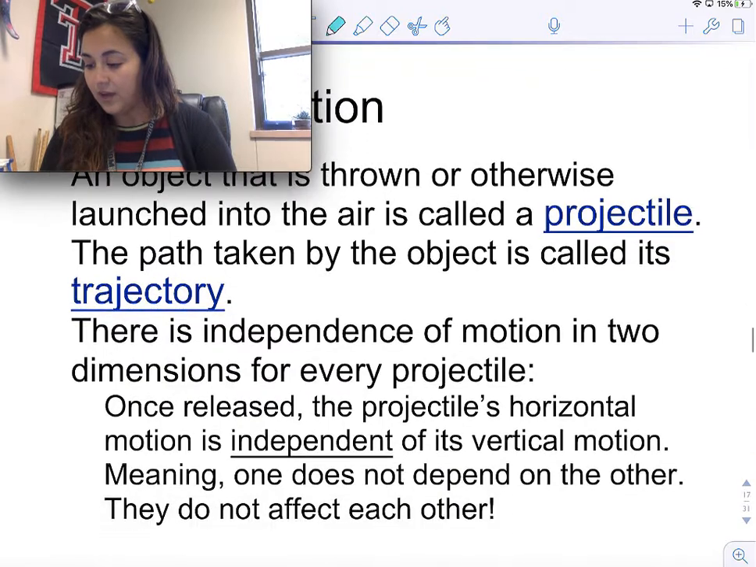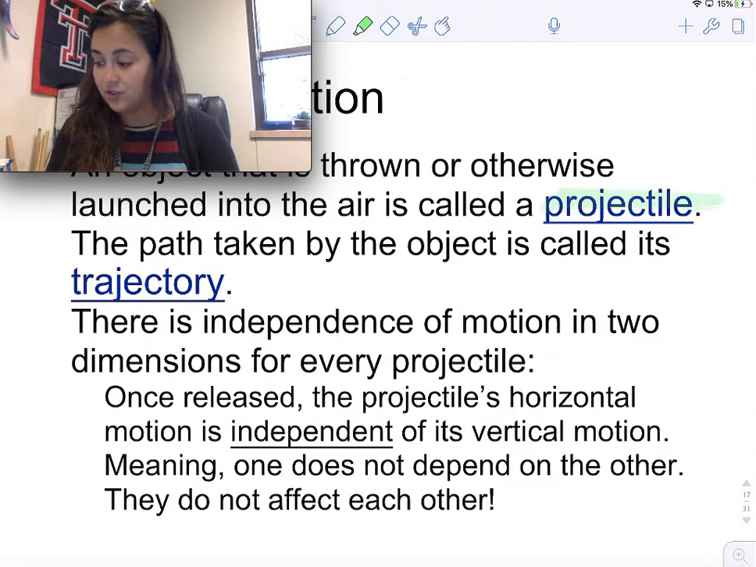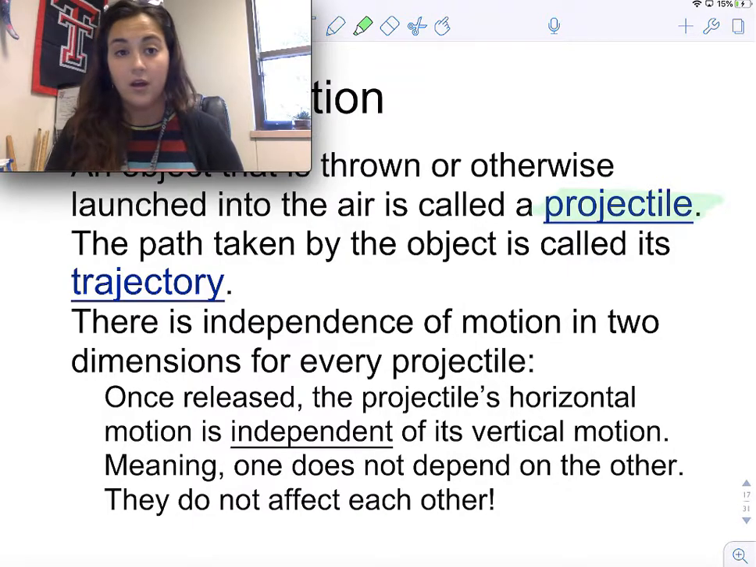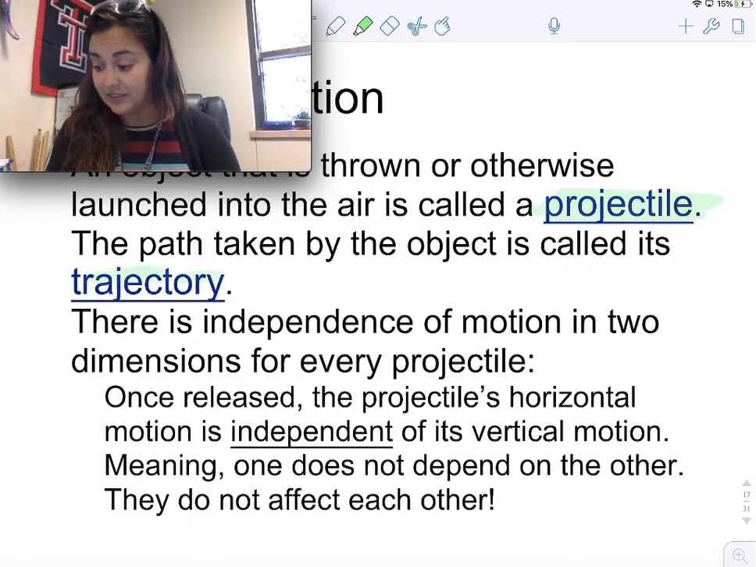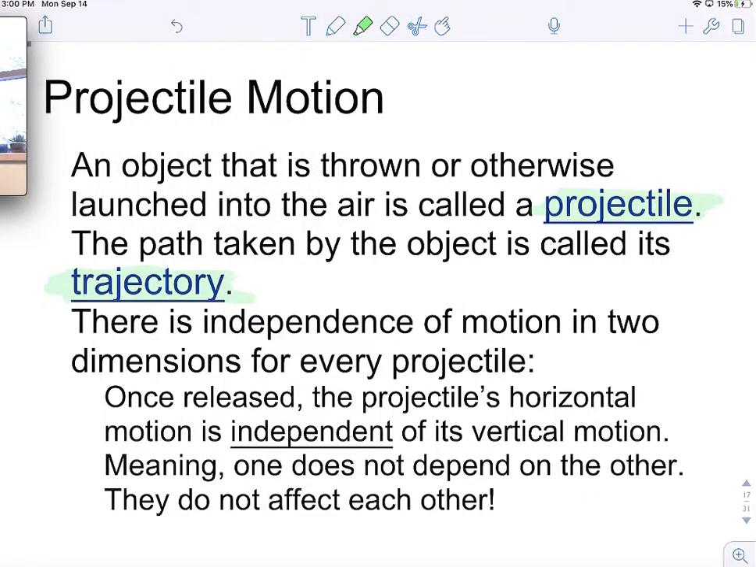A few vocabulary words to make yourself familiar with. An object launched into the air is called a projectile. The path that it takes is called the trajectory. We predict the path. And now that you've seen my face, hi, I'm Miss Bailey. I'm going to scooch my face off the page so we can focus on the math.